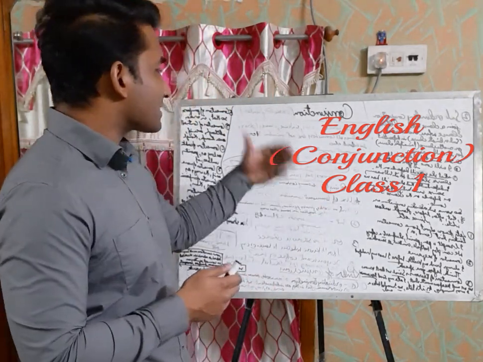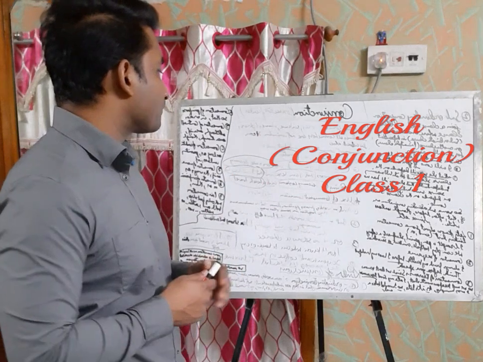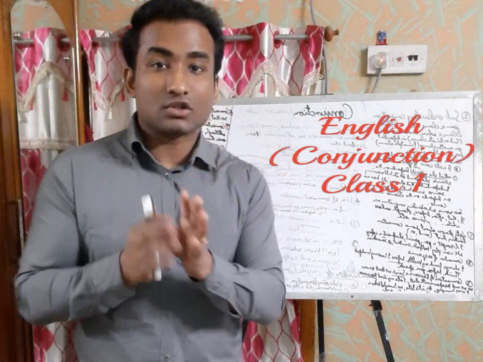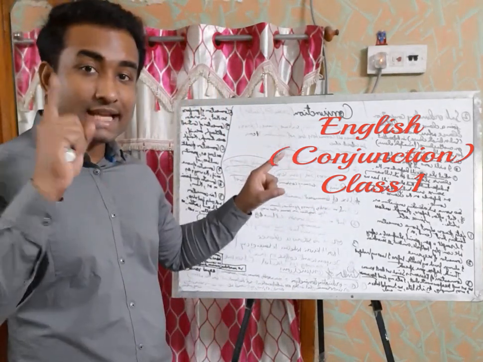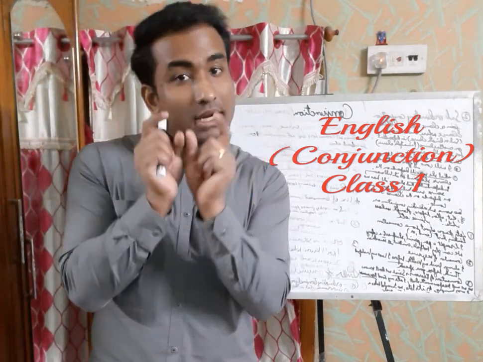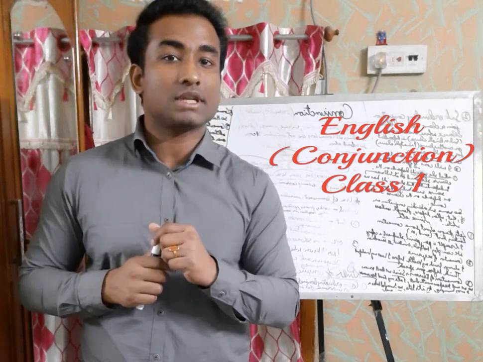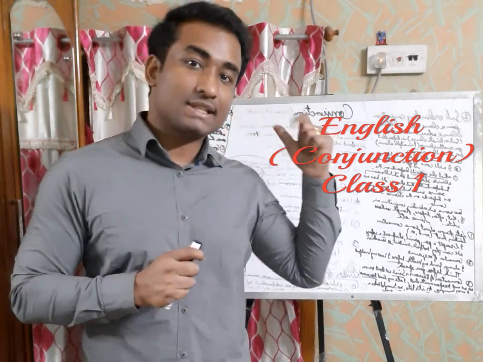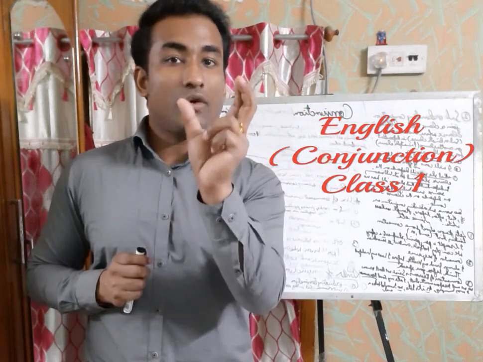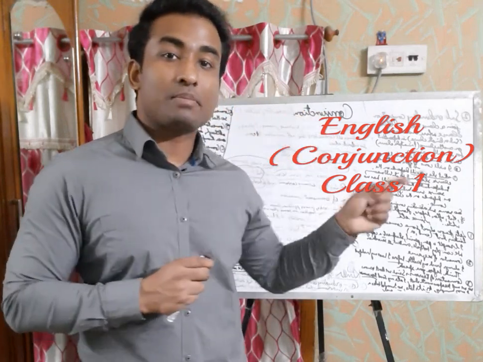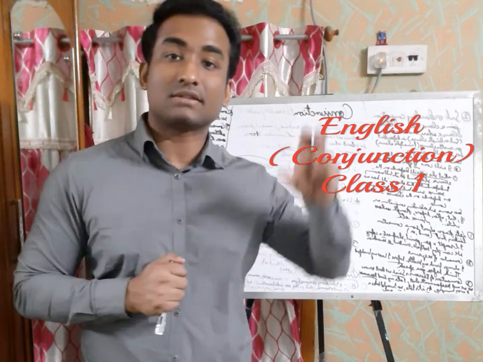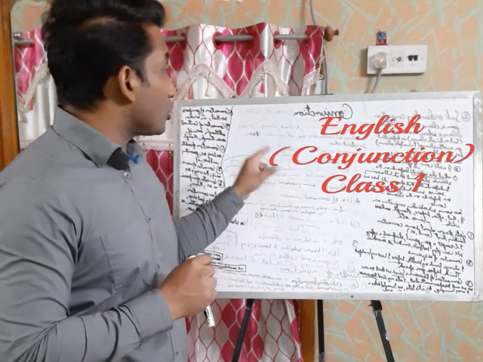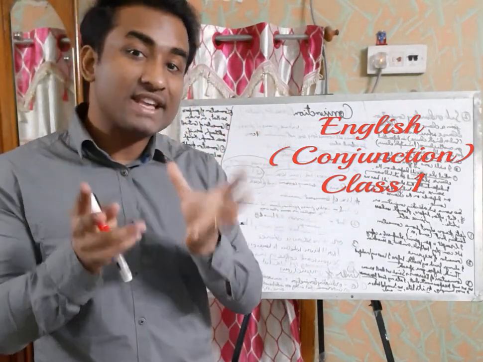Now let us come to point number 4, where I will show you how it connects phrases. In the first example, I showed you how two words are connected, because I told you the definition: a conjunction is a word which joins two words. In the second example, I showed you how it joins two sentences. In the third example, how it joins two clauses. Now in the fourth example, I'm going to show you how it joins two phrases.